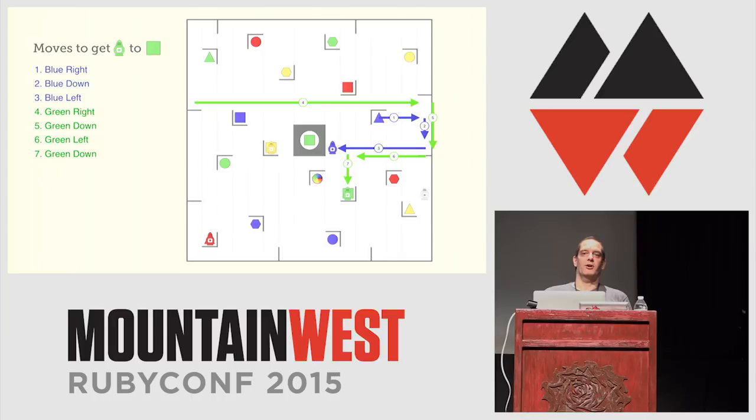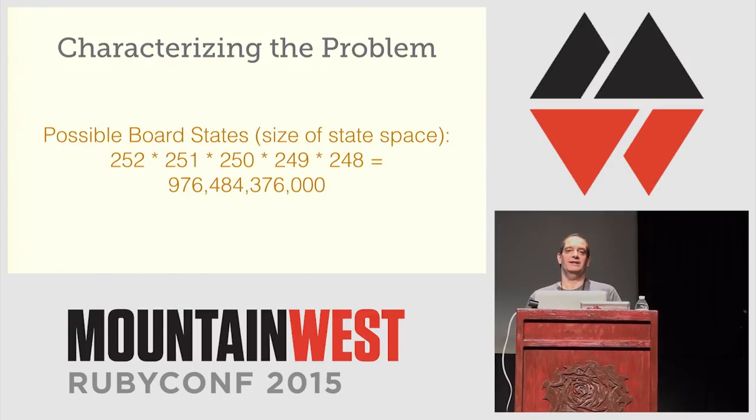But before you embark on writing a solver like this, you need to characterize the problem and decide just what am I dealing with here? So first of all, what's the size of the problem space? There are 256 cells. Four of them are always taken up by that center island. So there are 252 cells and five robots. That means there are 976.5 billion possible board states, different positions of all the robots. That's a pretty big search space.